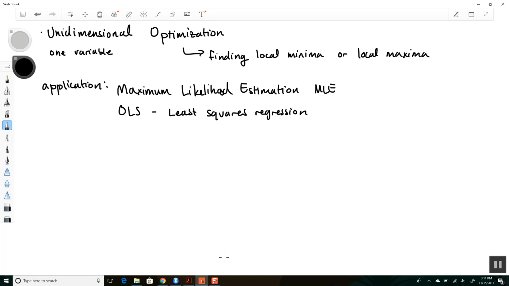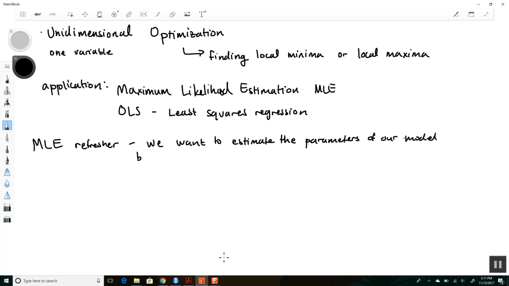Okay, so for an MLE refresher, the idea here is we want to estimate the parameters of our model by trying to maximize the likelihood of our data. All right. Maybe we'll start with a real example here.